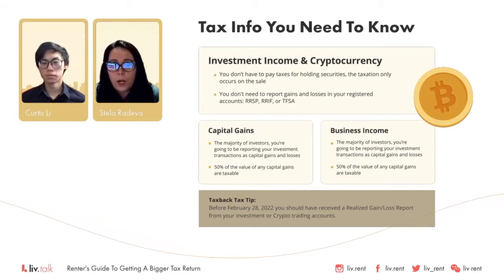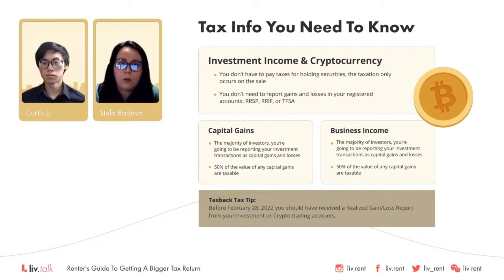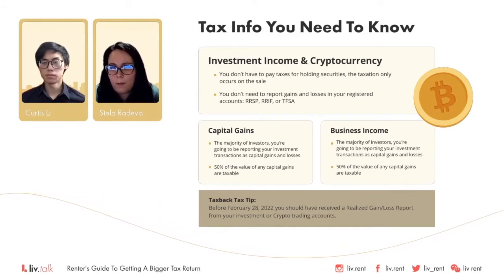So for most of you, by now, you should have received a realized gain or loss report from your investment or crypto trading accounts. This report is not an official tax slip. It's provided only for informational purposes, allowing you to calculate the capital gains or loss for each of your dispositions. And if you have such, you will need to report this on Schedule 3 of your tax return or as a business income on the form.